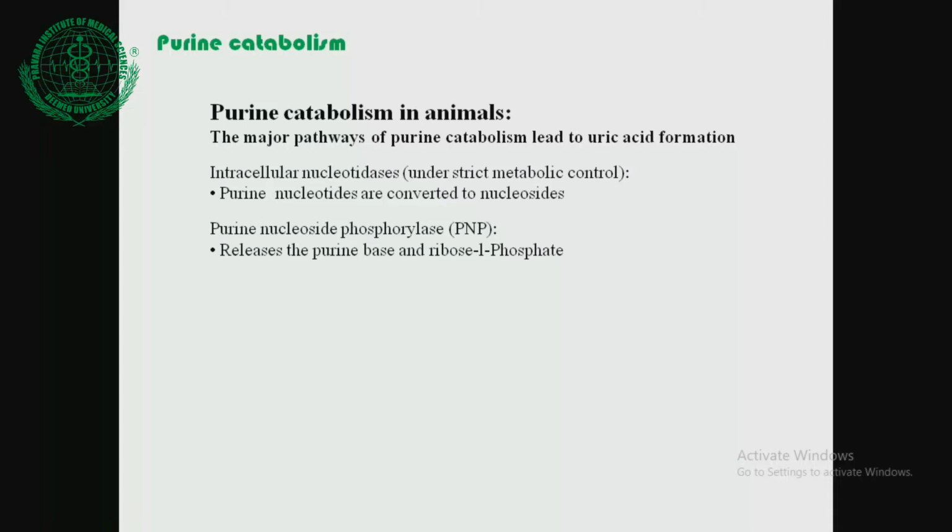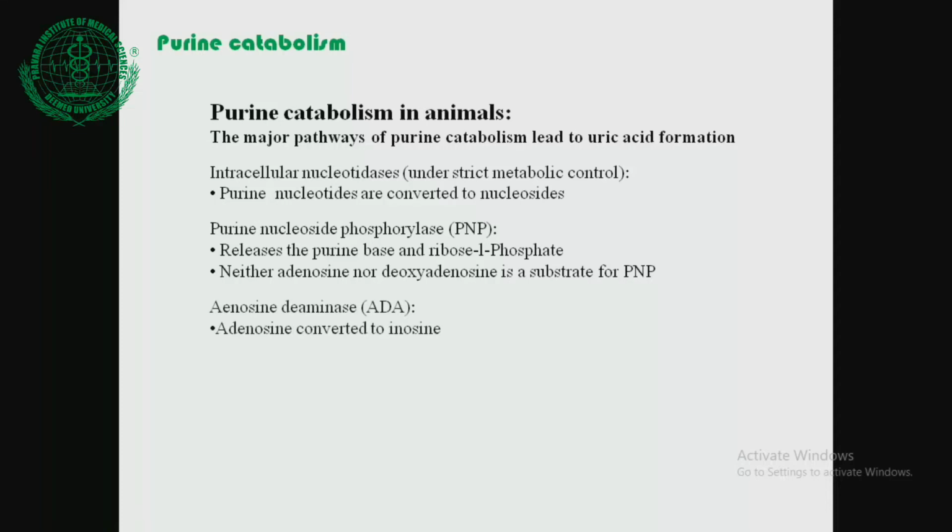The next enzyme is purine nucleoside phosphorylase, which hydrolyzes nucleosides and liberates the free purine base and ribose sugar. This sugar is further incorporated with inorganic phosphate and turned into ribose 1-phosphate. Notably, adenosine is not a substrate for purine nucleoside phosphorylase. Instead, adenosine is converted into inosine through deamination, and that is mediated by the adenosine deaminase enzyme.